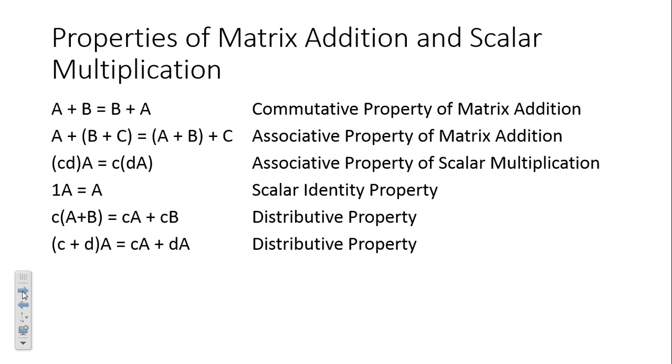Distributive property, I can add the 2 matrices together first and then take a scalar times it, or I could take a scalar times one matrix, the same scalar times the other matrix, and then combine the 2. That's distributive. And there's a second distributive that says that I can add the 2 scalars together first before I multiply it by the matrix, and I'll get the same result as if I took the scalar times A, or the other scalar times A, and then combine the 2 by adding the 2 matrices together.